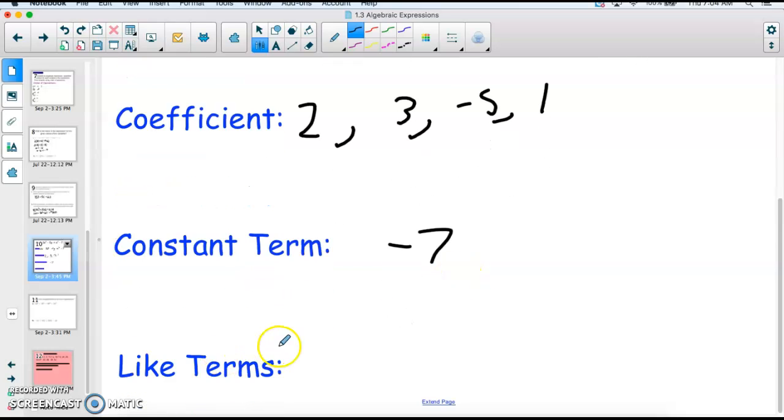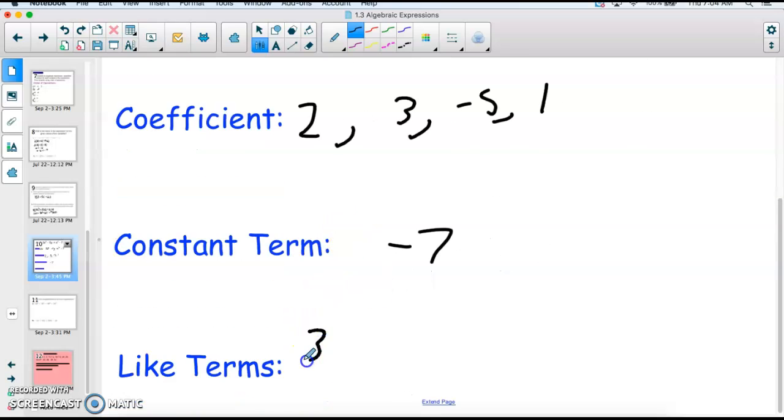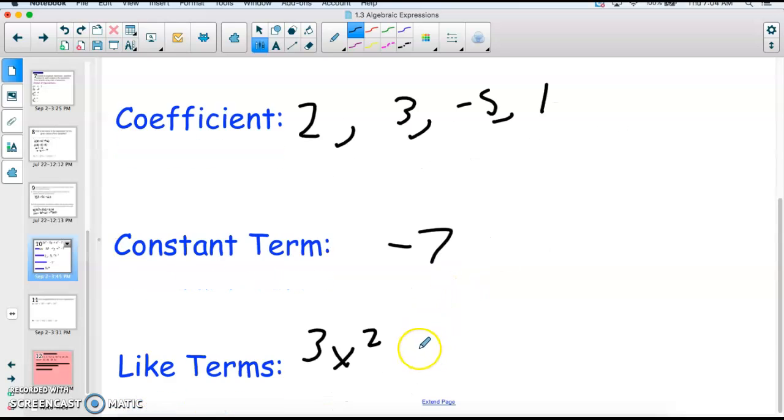Okay, and lastly, like terms. The like terms have the same power, and so in our case, it'd be the 3x squared and the x squared.